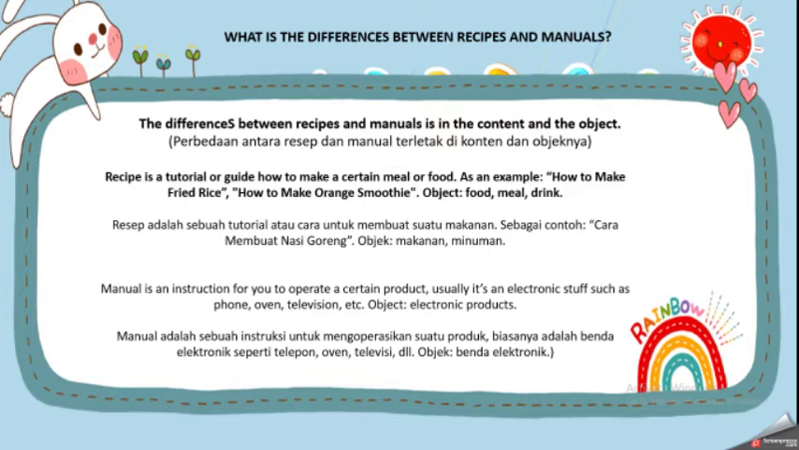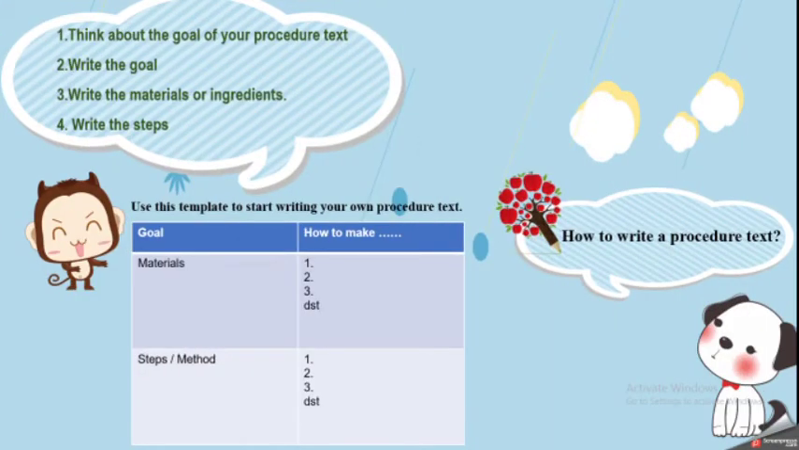Nah, di sini adalah perbedaan antara resep dan manual. Itu terletak di konten dan objeknya. Nah, objek di resep ini adalah makanan, minuman. Kalau objek di manual itu benda elektronik. Then, how to write a procedure text. You can use this template to start writing your own procedure text.